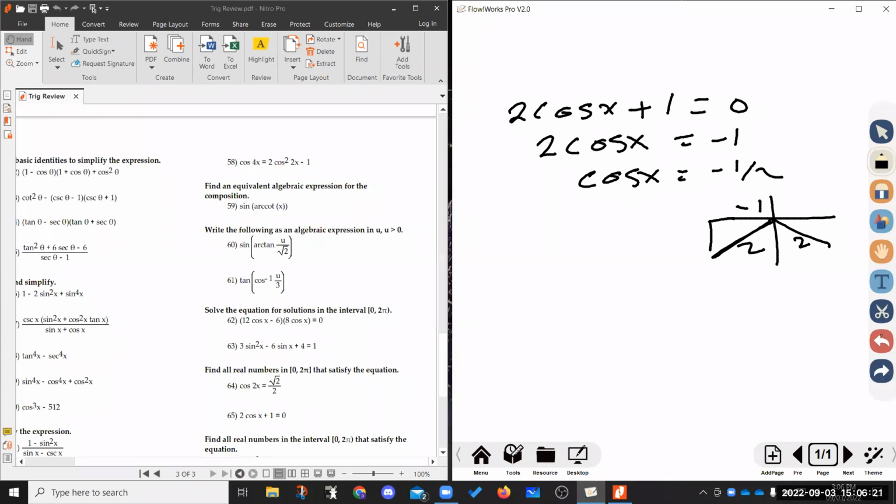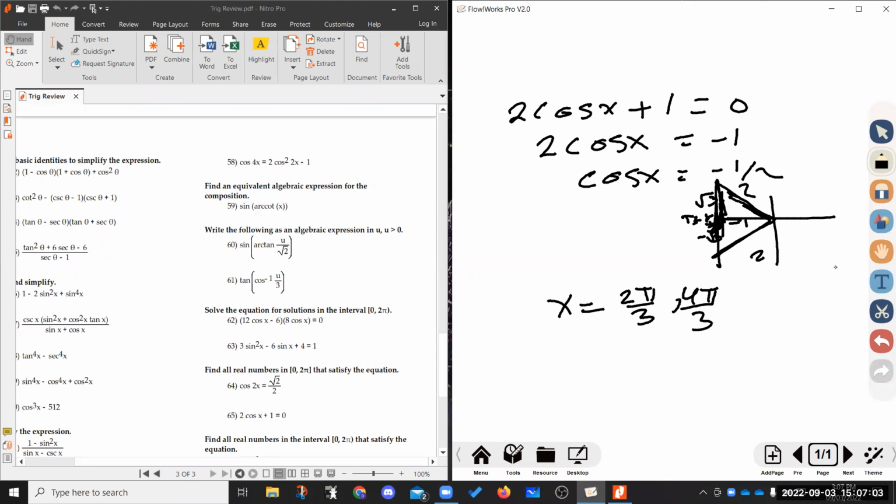So cosine, excuse me, we're over here for both of them, -1/2. So we're going to have a reference angle of pi/3 above or below the negative x-axis. That is going to give me that x is 2 pi/3 or 4 pi/3, because the x-axis is 3 pi/3 over here. This is pi, which is 3 pi/3. We've got to be a pi/3 above or a pi/3 below.